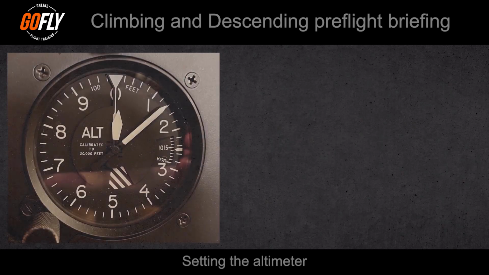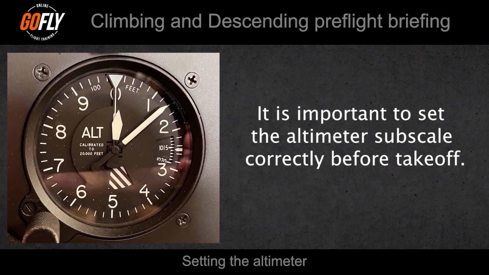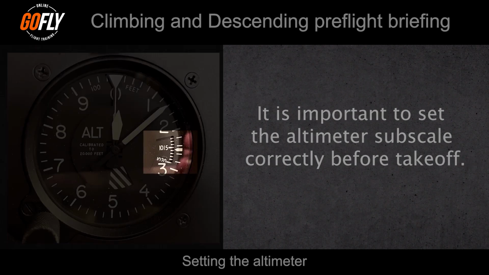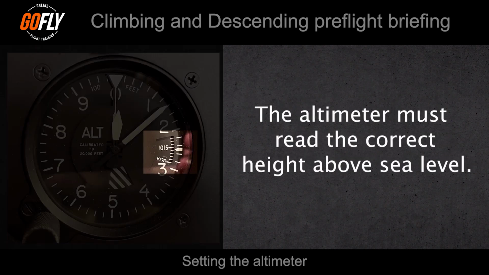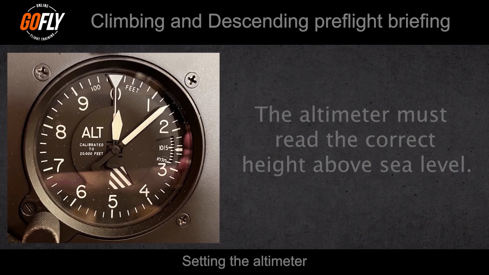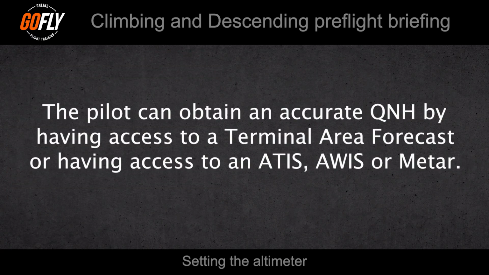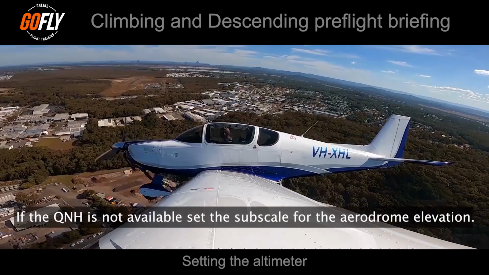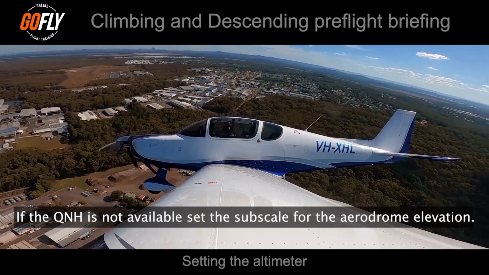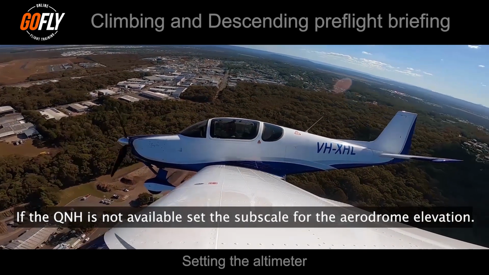It is important before we take off to set the subscale on the altimeter correctly, so that the altimeter reads the correct height above sea level. If you have access to a terminal area forecast or an ATIS, AWIS, METAR, you could use the QNH provided and set the altimeter subscale to that QNH. However, if this is not available and you are flying locally, you could simply set the subscale to the airfield elevation.